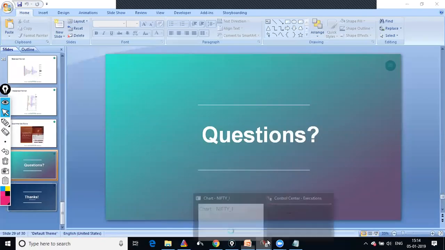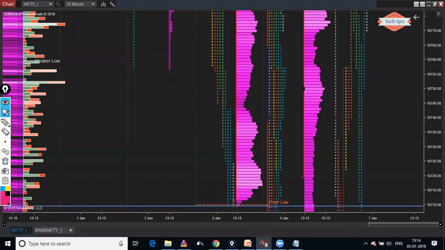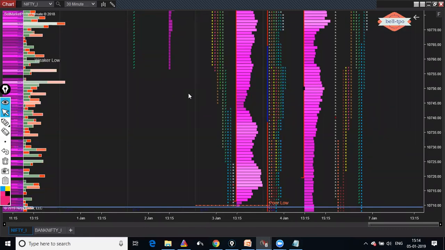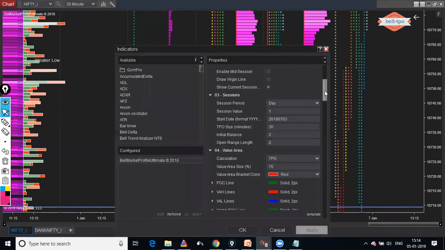There is a control which I can use in the software. By default, if I right click, I'll go to indicators. There is a control over here that says TPO size. By default, it's 30 minutes. I can also set it as 15 minutes. By changing the control, you will get more letters. Every 15 minutes, you're going to get a letter. Means instead of 13 letters in a day, you will get 26 letters, right?